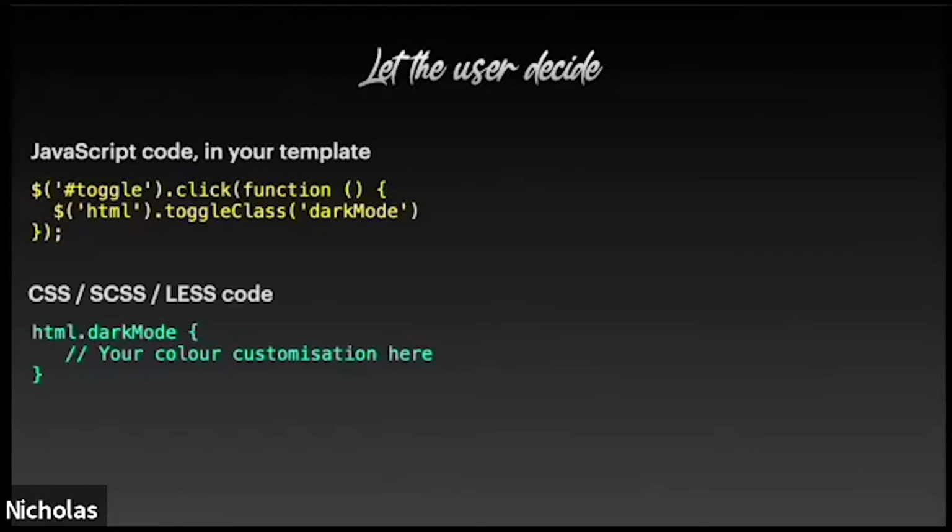And let's see how we can implement each one of these modes. The first option that I told you, let the user decide, that uses some JavaScript. You just need a very basic JavaScript code in your template. If a toggle button is clicked, then just add or remove a class called, let's say, dark mode, and your CSS just addresses this class to do your color customization. It's pretty much straightforward, right?